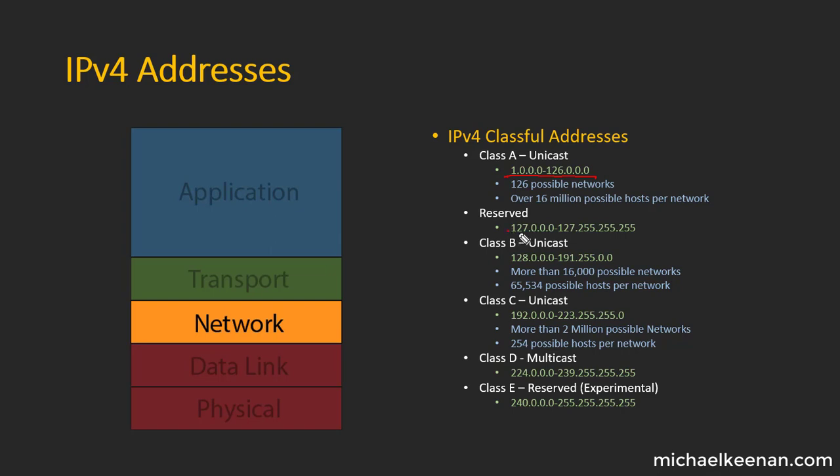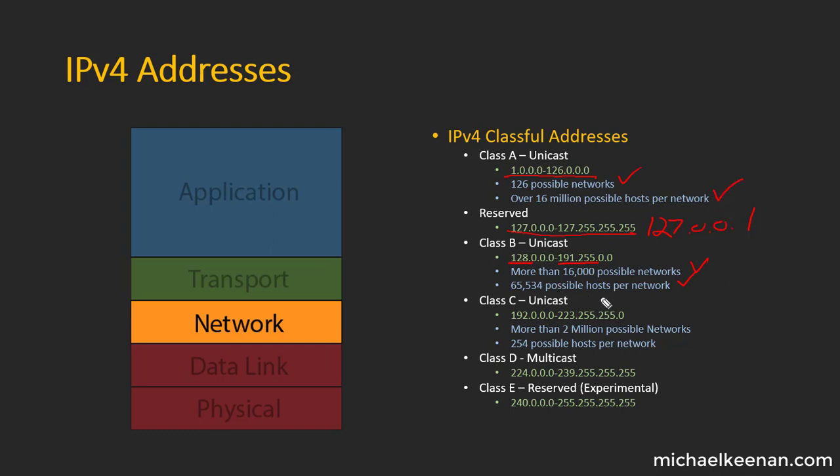Then we have the reserved addresses here, which are anything that starts with 127, all the way up to 127.255.255.255, and you may recognize that 127 as being the loopback address, 127.0.0.1. Class B unicast addresses are 128 through 191.255. There are more than 16,000 possible networks and 65,534 possible hosts per network. And up here for Class A, you've got 126 possible networks and over 16 million possible hosts per network.